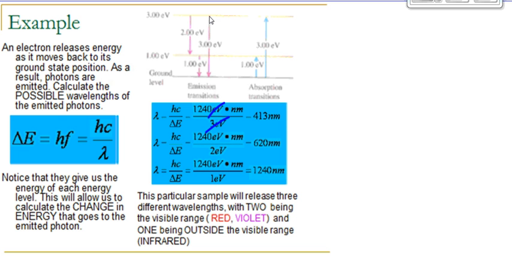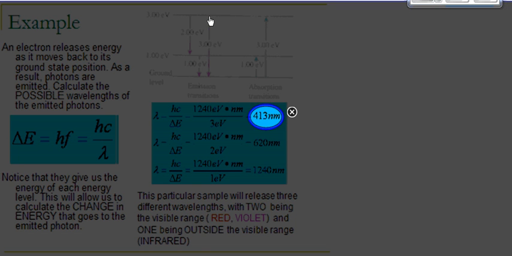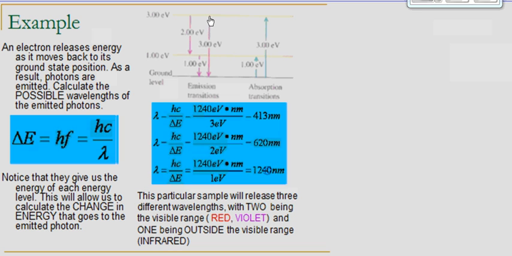And you see that you get 413 nanometers if it makes the big jump. If it makes the small jump, it will emit a 620 nanometer and a 1240 nanometer wave. Okay? And what that means is this particular sample will release 3 different wavelengths, with 2 being in the visible range, red and violet. Red is the 413. Violet, or sorry, the other way around. The 413 is your violet, and the 620 is your red, and one would be far outside.